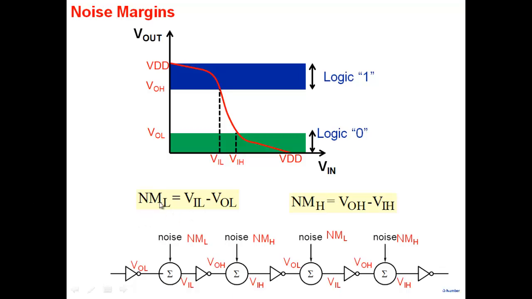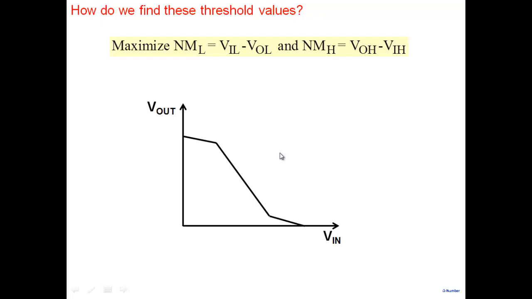Now the issue is, how large should I make this band? Note that NML is VIL minus VOL and NMH is VOH minus VIH. Now I should choose my definitions. The point is, what is my VOH and what is my VOL? I should choose them in such a way that the noise margins are maximized. I should define my VOH and VOL such that the noise margins are maximum. So how do I do that?